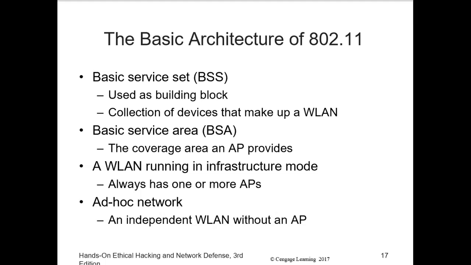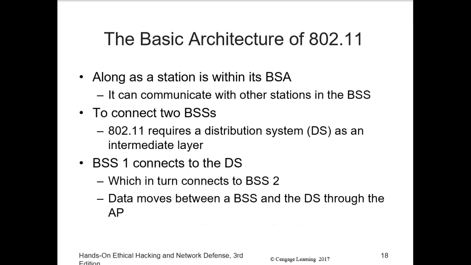To connect basic service sets in 802.11, we're going to require some sort of distribution system. It makes sense, a DS as an intermediate layer. So data moves between the systems through the DS, through the AP. So: the basic service set, BSS; a basic service area, which is the coverage area of an access point; and the ad hoc network, which is an independent wireless LAN without an access point. Just some definitions to know.